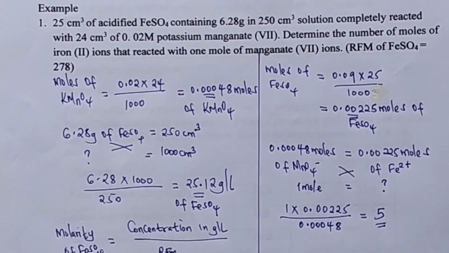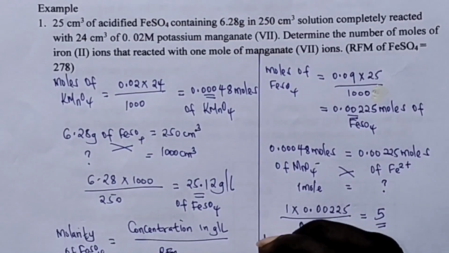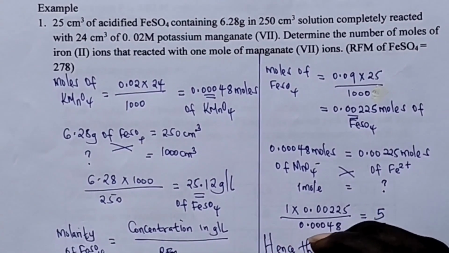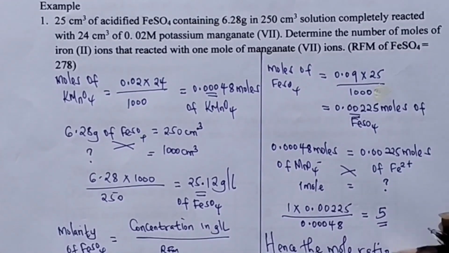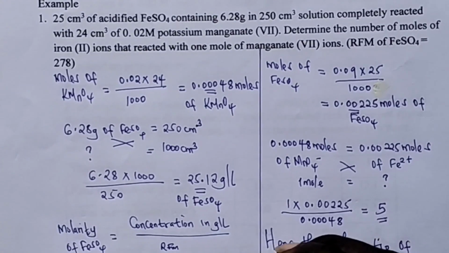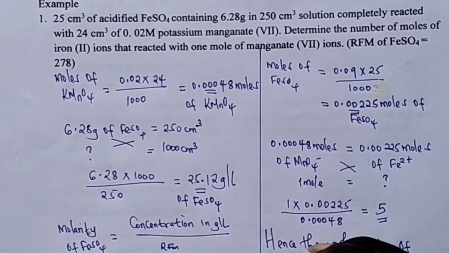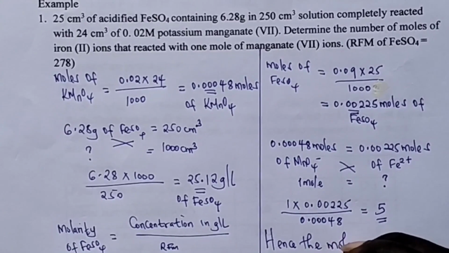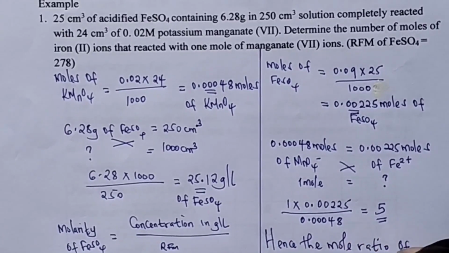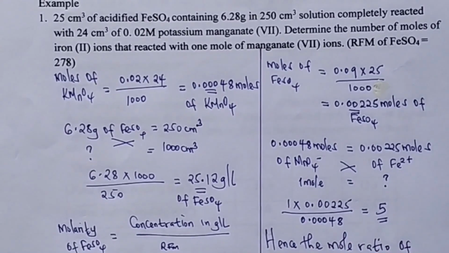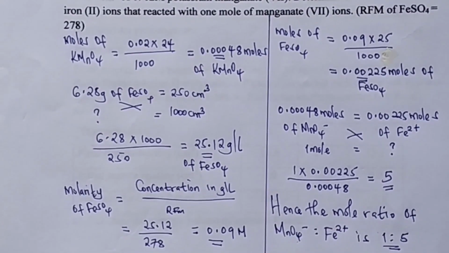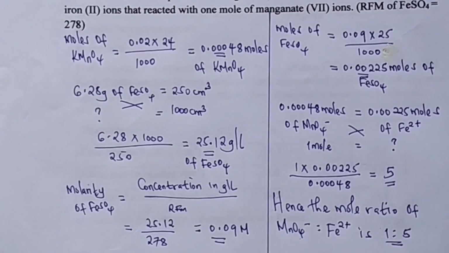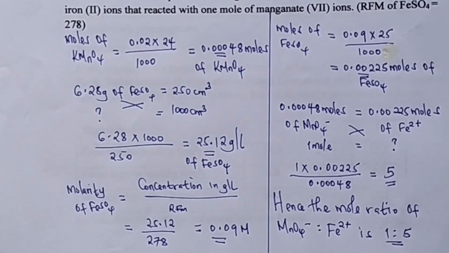So what does this mean? This means the mole ratio. So we are going to say hence the mole ratio of manganate 7 ions to iron 2 ions is 1:5. That's what it means. So that's how we are going to calculate the aim of redox titration, that's determining the mole ratio in example 1. So we go to example 2.